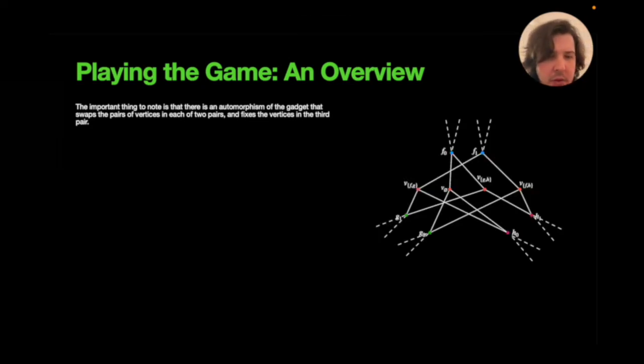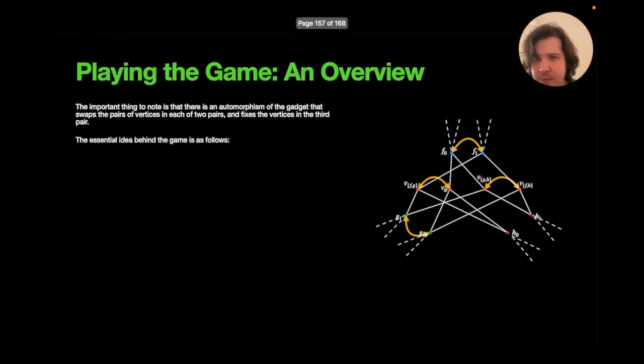So here's the CFI gadget floating around, right? And the idea is that if you give me any two pairs, say F0, F1, and G1, G0, there's an automorphism that swaps those two and fixes the third. So for example, here's a case. If we swap G1 and G0 and F0 and F1, here is the automorphism of the group of the gadget that extends from those particular transpositions. And H0 and H1, you'll notice, stay still, right?